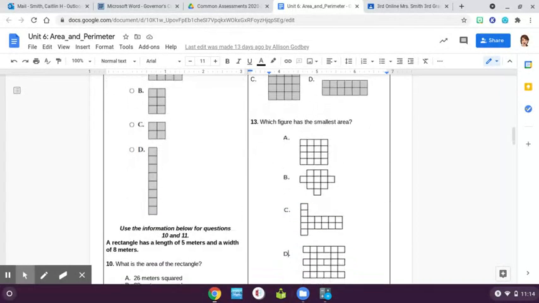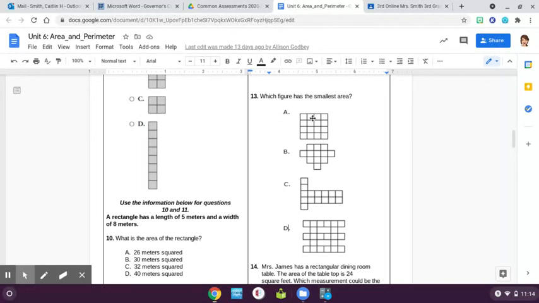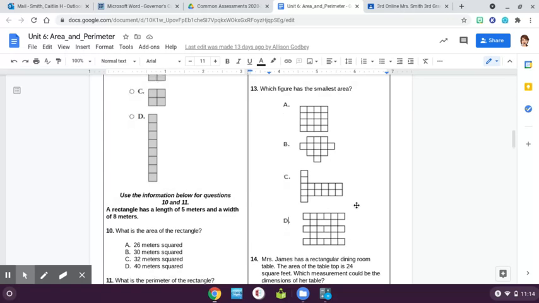Question 13. Which figure has the smallest area? Okay, so simply count up the squares. Which one has the least? That's going to be your answer.